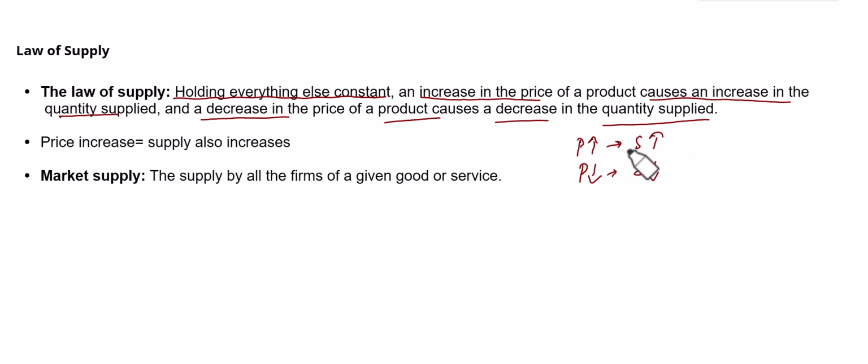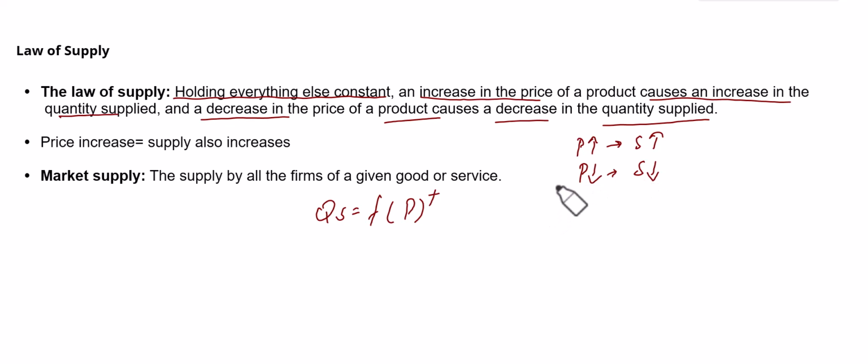We can write it in a mathematical equation form. Let's say Qs is equal to a function of price. As they both are moving in the same direction, it means there is a positive relationship between quantity supplied and price. So whenever price increases, supply increases. When price decreases, supply decreases.